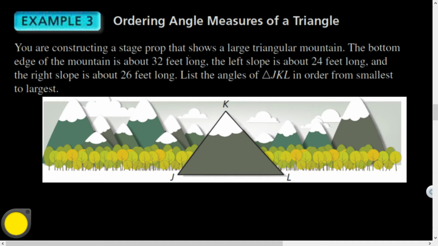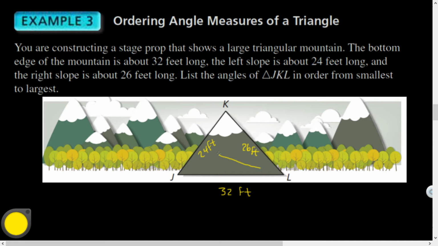So it says you were constructing a stage prop that shows a large triangular mountain. The bottom edge of the mountain is about 32 feet long. That is a massive prop. The left slope is about 24 feet long, and the right slope is about 26 feet long. List the angles in order from smallest to largest. Who's the smallest, most adorable angle? Who is it?